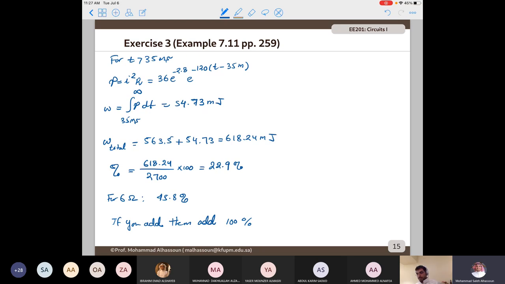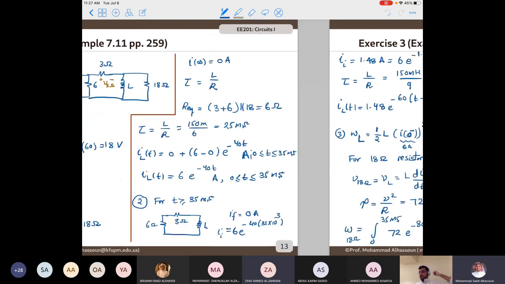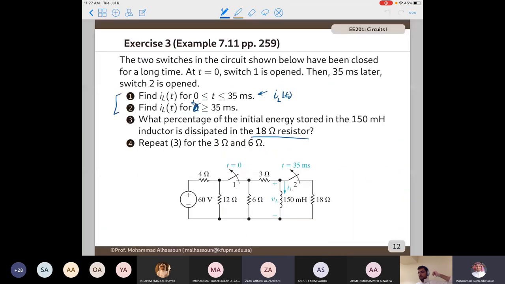So any question? Ziad? Doesn't the source, when we consider from 0 to 35 milliseconds, contribute to the power dissipated in the resistors? No, the source has been disconnected. Oh, okay, it's disconnected at 0.